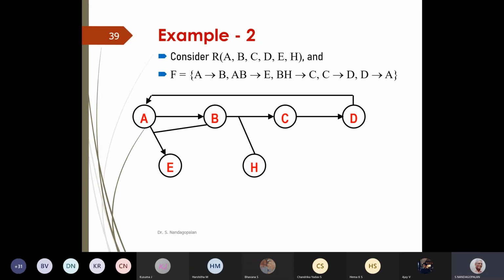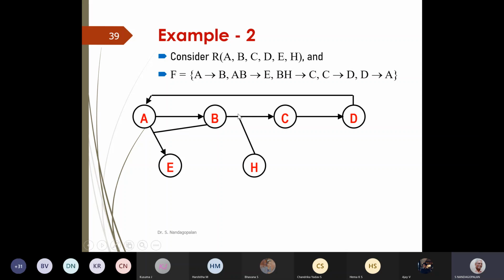H, sir. Yeah, H there is only outgoing. There is nothing which comes into it. That means it's not appearing on the right. You can see here in the FD also H is appearing on only left. H is not appearing on the right. So no incoming. Okay, you can start from A itself. There is an incoming. B there is an incoming. C there is an incoming. D, there is an incoming. E, incoming. H, there is no incoming. So H is correct.